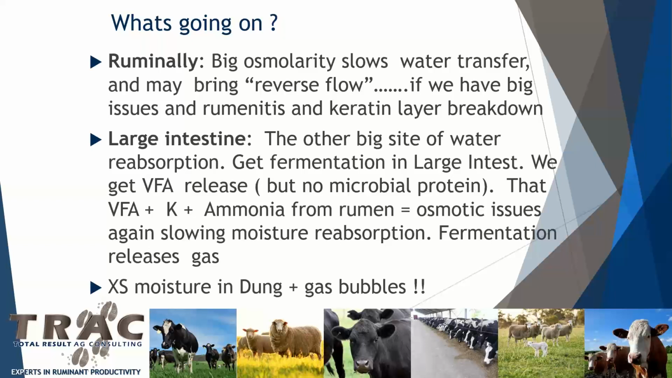We've also got our fermentation continuing in the large intestine, which means that we're getting these volatile fatty acids released, but there's no bugs there to take it. There's no bugs there to use it to grow and then to die and be absorbed further on. So unfortunately, we see these volatile fatty acids and these carbohydrates released into the manure, where we see these bubbles in the dung.